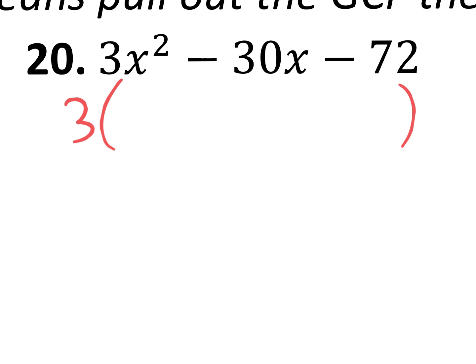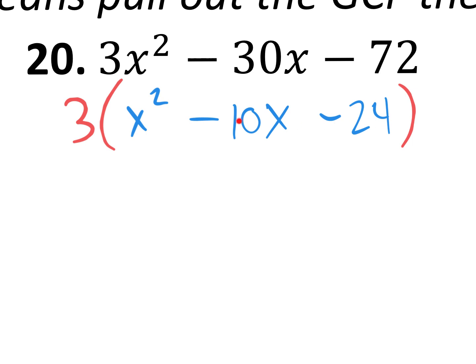So if I pull out a 3 from my first term, 3 times what will get me back to the 3x squared? Well, that'll be an x squared. And then 3 times what gets me back to a negative 30x? Well, that'll be a negative 10x. And last but not least, 3 times what gets us back to a negative 72? And you guys just told me that it was 24. 3 times negative 24 will get me back to a negative 72. So we pulled out the GCF of 3, and you look at the inside of the parentheses, and you could continue factoring right there, okay?